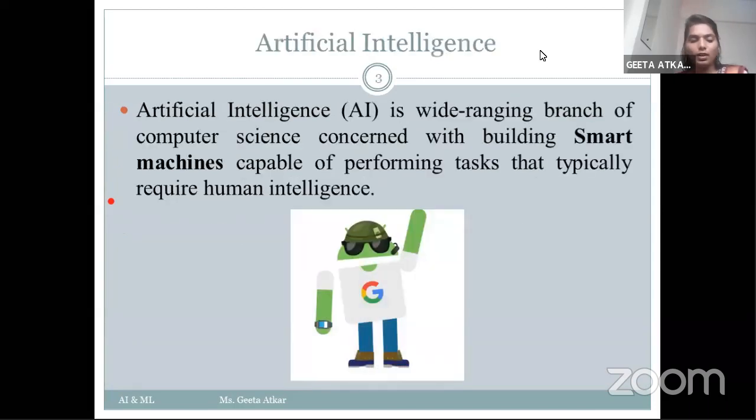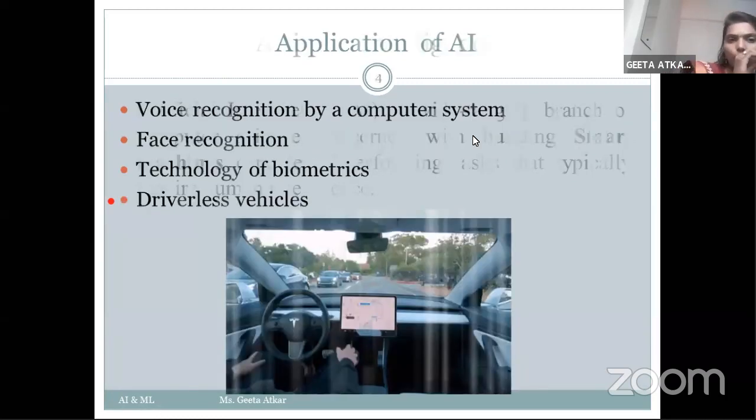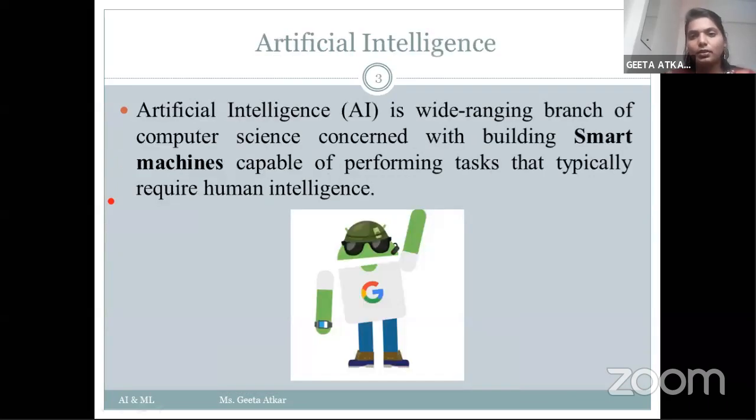First of all, I just want to say what artificial intelligence is, normally. Actually, artificial intelligence is nothing but a branch of computer science only, and the main motto of artificial intelligence is to build smart machines which are capable of performing tasks which are typically performed by human beings. Smart machine means machines which can perform the tasks performed by human beings; the machine should behave like a human being.